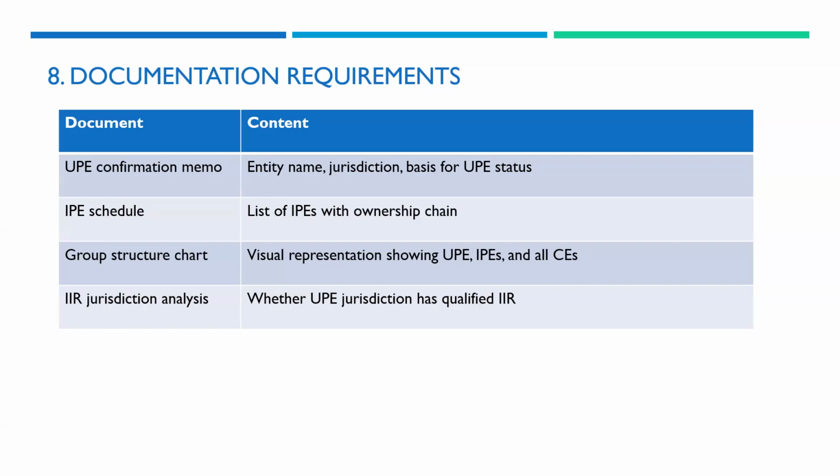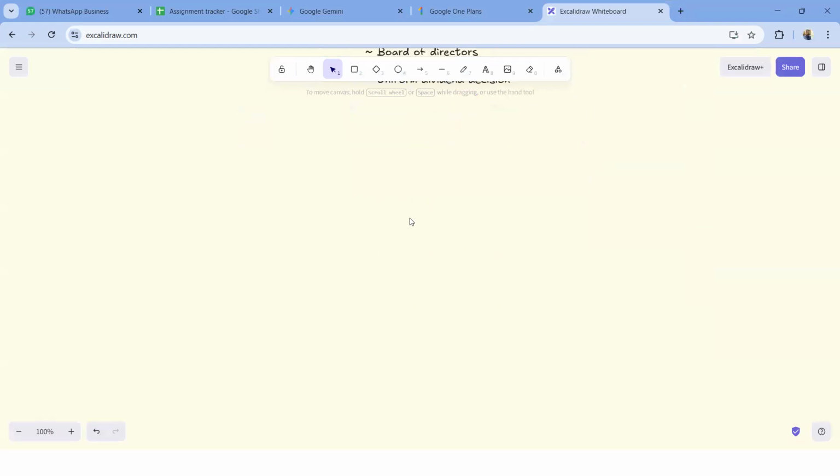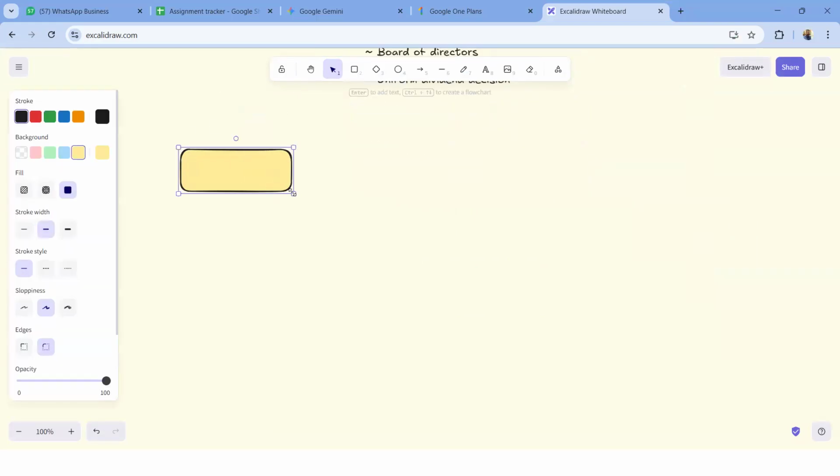So let's break it down. First thing is, what is IPE? Let's go to our diagram. What did we learn today? I told you what is UPE. What is UPE is clear.